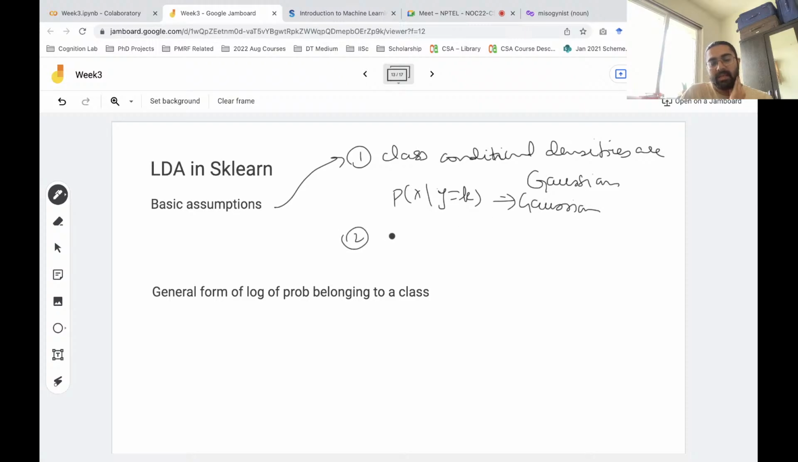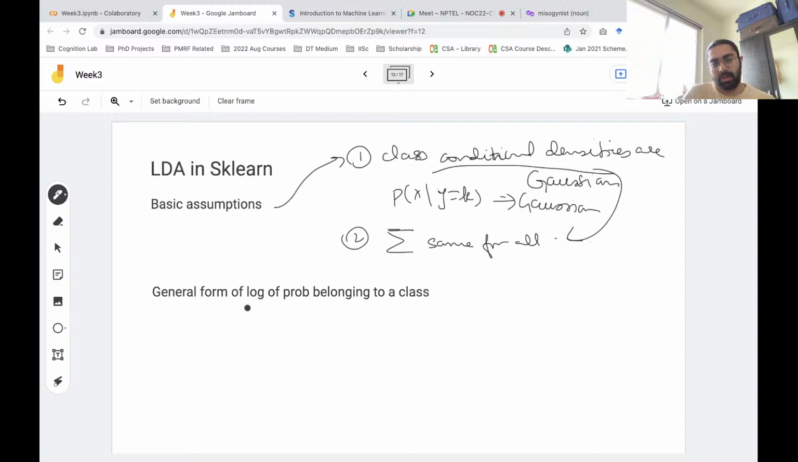And the second thing is that across all the classes, your covariance is the same, right? Same for all class conditional densities. These are the two assumptions of LDA.